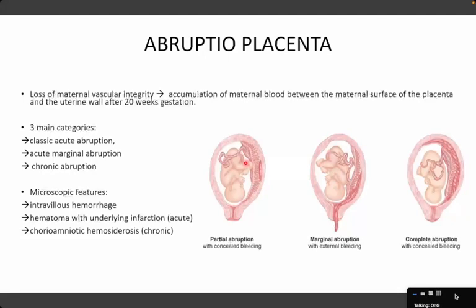We just touched on abruptio. Do we have time? We have like 5 minutes.